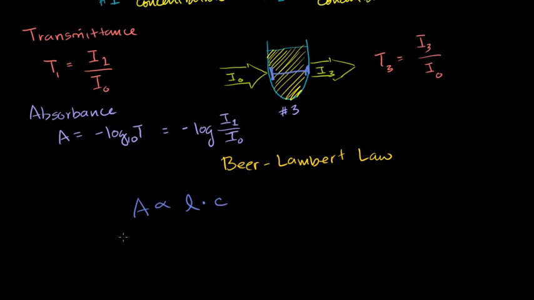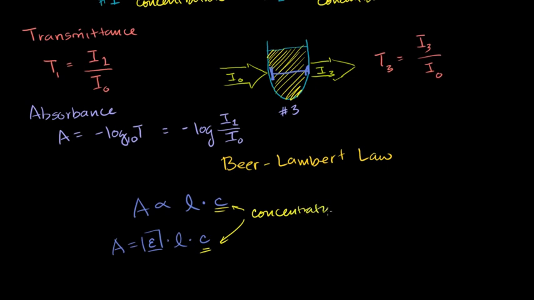Or another way to say it is that the absorbance is equal to some constant. It's usually a lowercase epsilon like that. Some constant, and this is dependent on the solution or the solute in question, what we actually have in here, and the temperature and the pressure and all of that. It's equal to some constant times the length it has to travel times the concentration. Let me make it clear right here. This thing right here is concentration.